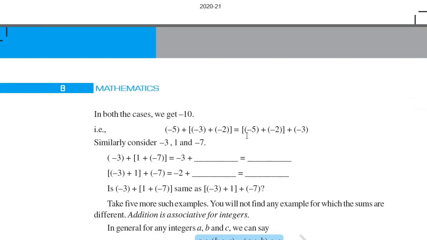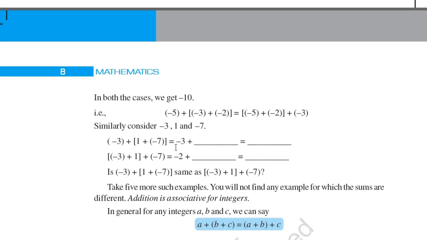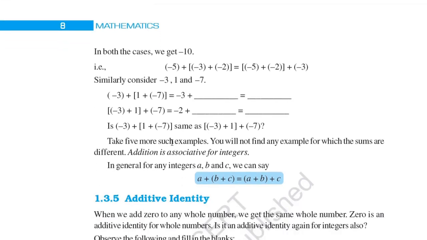Similarly, consider -3, 1 and -7. So here also it will be the same. You can see here 3 plus 1 will become -2... so -3 + -6 is equal to -9, and here it will become -2 + -7 is equal to -9. So both will become -9. Both are the same.